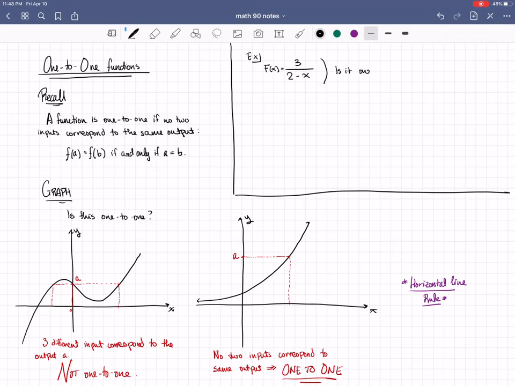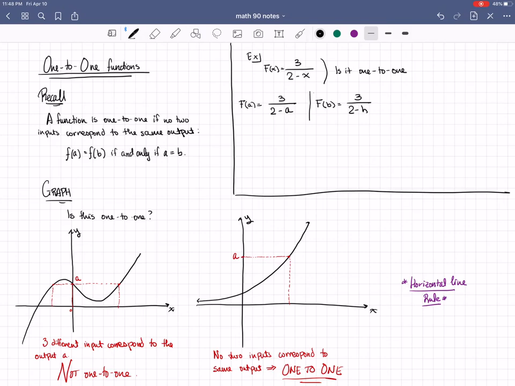And for whatever reason, you either don't have time or you don't feel like looking at the graph. So let's look at f of A. We all know how to do f of A. That's like our lesson from average rate of change. So f of A is 3 over 2 minus A. f of B is 3 over 2 minus B.